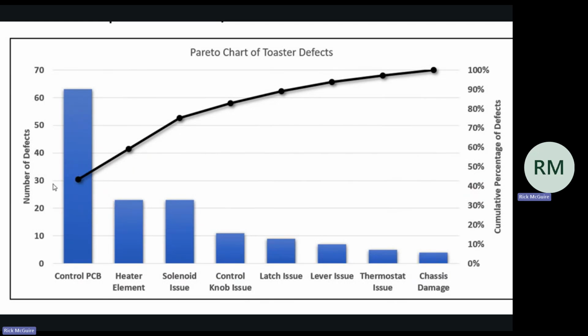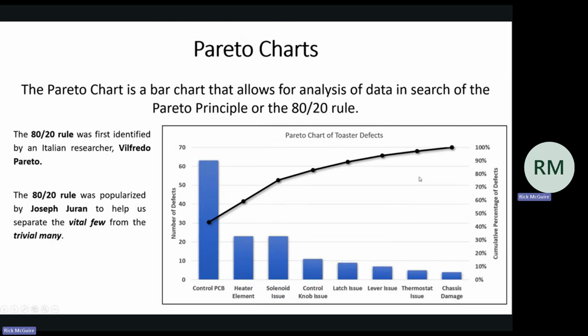Now, there's 2 things happening on this graph. Obviously, there's the blue bars, which are simply the frequency or the count of defects that occurred throughout the week. And then this black bar is actually the cumulative line. So this first defect accounts for 40%, and then we go up and up and up all the way to 100%. Now that we have this Pareto analysis and we know that control PCB is our primary issue, it tells us what to focus on.